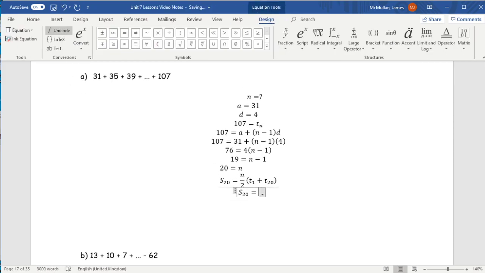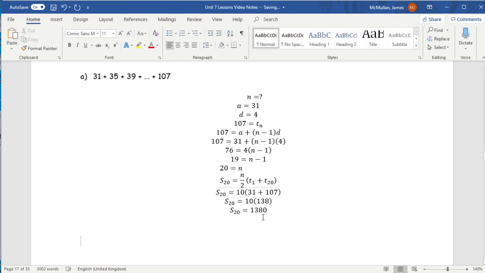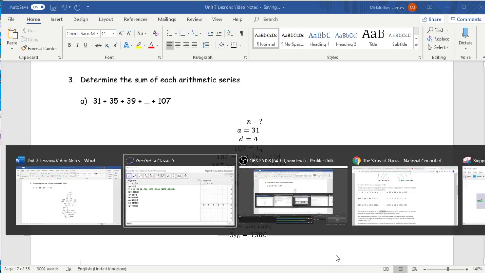So let's write what we know. Okay, so 20 over 2 is 10. The first term is 31. The last term is 107. So there are 10 pairs of 138, which adds up to 1380. And that is the sum of the first 20 terms. Now let's do this in GeoGebra.